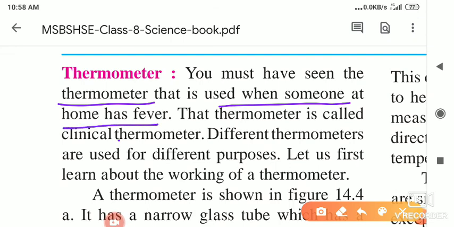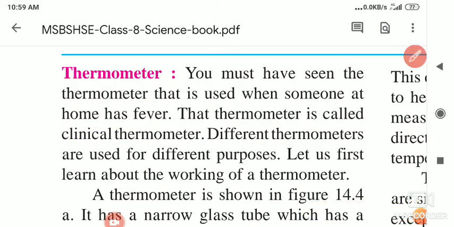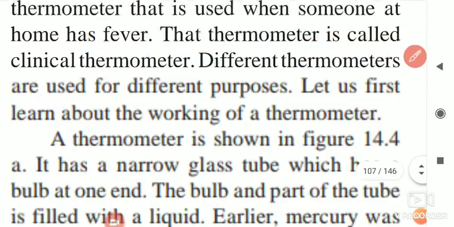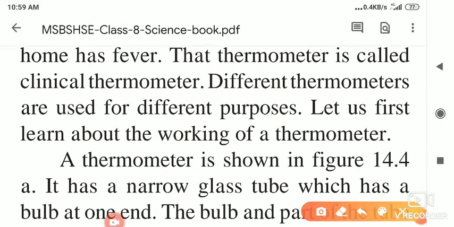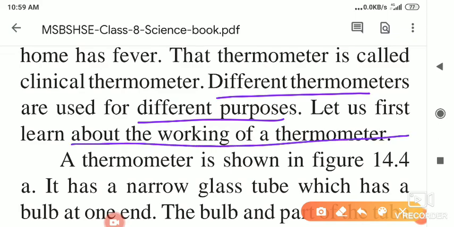When we have a fever, or any brother, sister, parents have a fever, then we check the temperature by using the thermometer, and that thermometer is called a clinical thermometer. There are different thermometers used for different purposes. Let us first learn about the working of a thermometer.